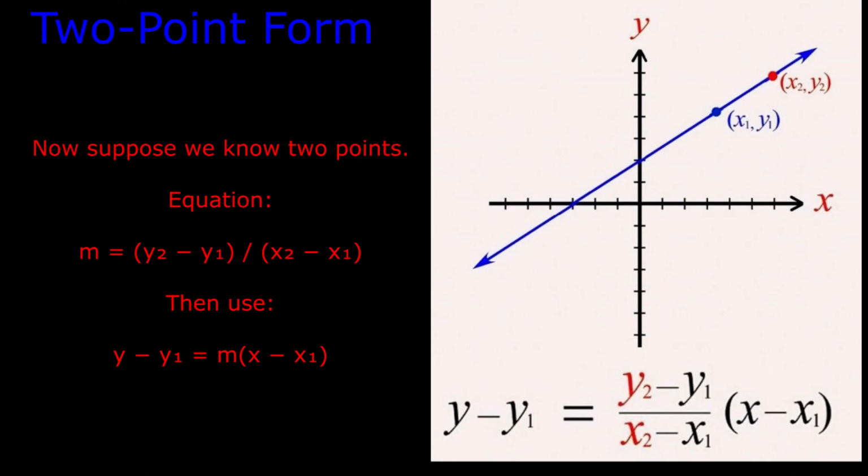Now suppose we know two points. Then how will we write the equation of the line? First we need to find the slope. So m = (y2 - y1) / (x2 - x1). Now we have the slope. Then we can write the equation of the line: y - y1 = m(x - x1).